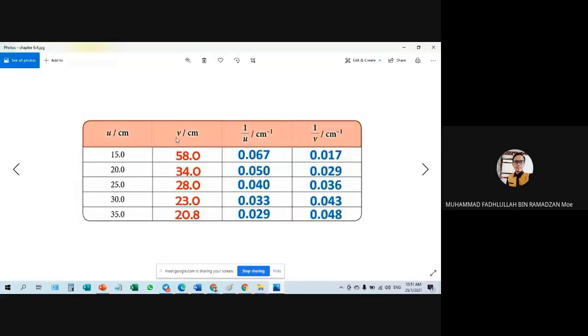Okay. So V yang kita dapat 58, 34, 28, 32, 33 and 20.8. So mesti consistent. Okay, 1 decimal place for this one. And then you buat 1 over U and 1 over V. Ambil saja nilai ni. Tekan calculator, masukkan saja nilai. And then mesti konsisten. 3. So semua mesti 3 decimal place.